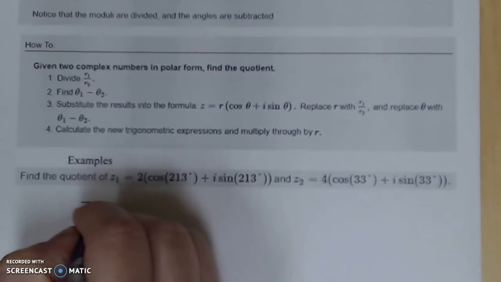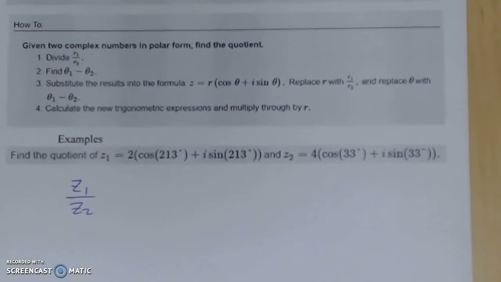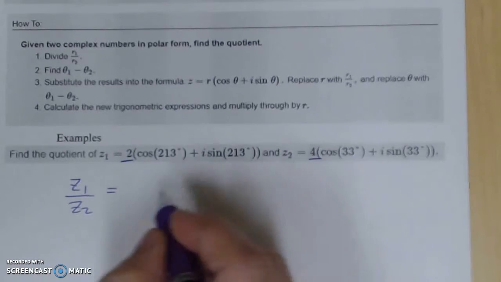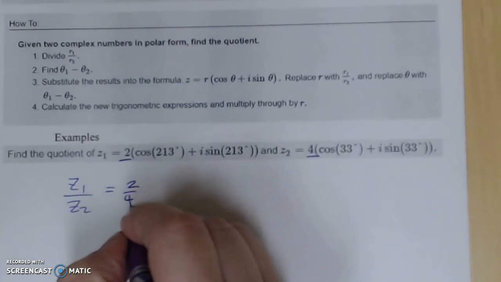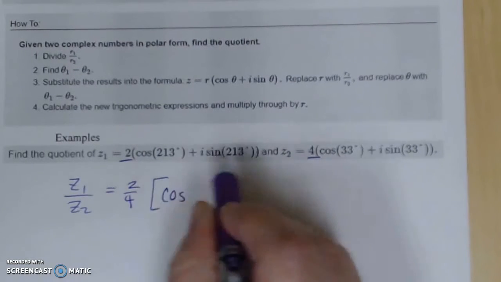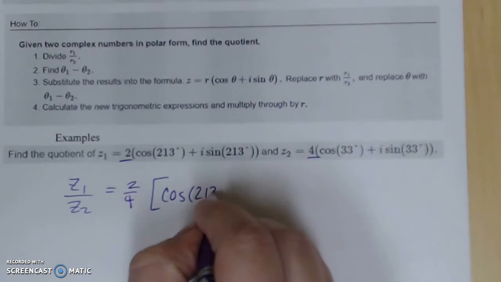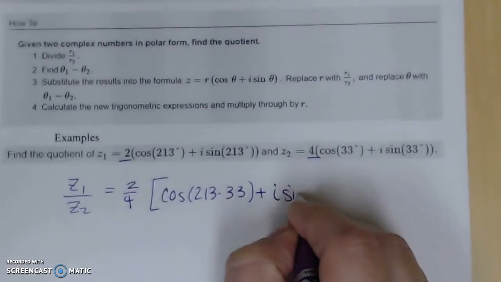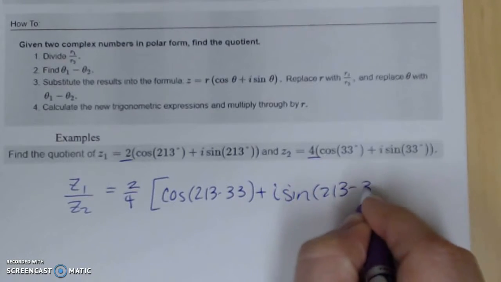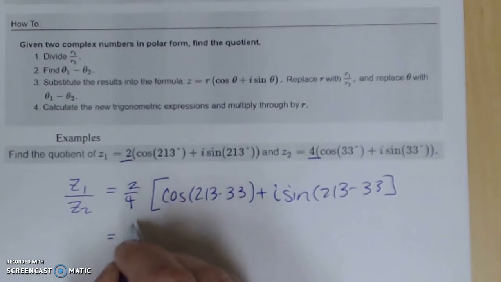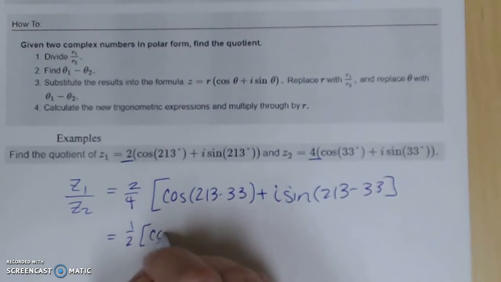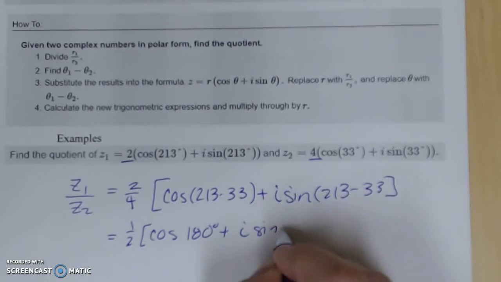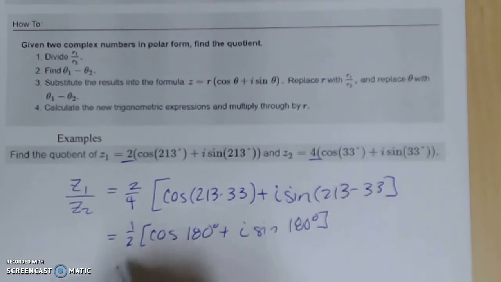And so I'm looking for z1 divided by z2. And so this is going to be equal to, here's my r over r, so I'm going to say 2 over 4. Cosine of, I'm going to subtract these. So that would be 213 minus 33 plus i of sine of 213 minus 33. So I'm going to reduce my fraction and subtract my angles. That gives me cosine 180 degrees plus i of sine 180 degrees.